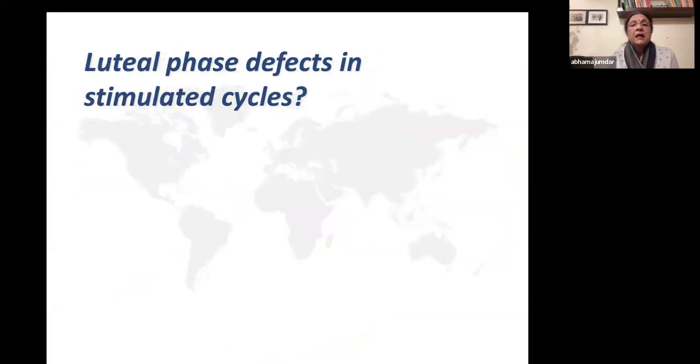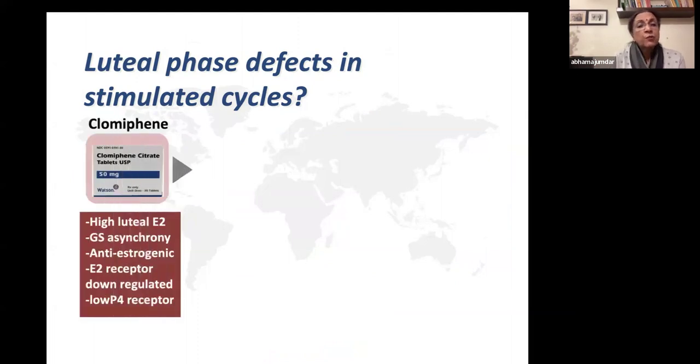Having said that, let us talk about luteal phase defects in stimulated cycles, because in non-stimulated cycles, we only can know the incidence, and in stimulated cycles, we can know the incidence. But what happens in stimulation cycles, like clomiphene citrate? Clomiphene citrate can treat luteal phase deficiency and it can create luteal phase deficiency, both. Why is it so? Because the estradiol levels go quite high.